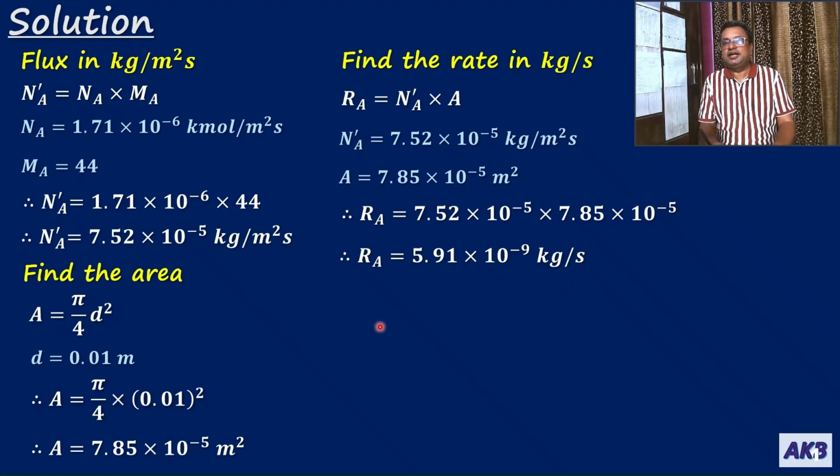So this is the rate of diffusion of carbon dioxide through nitrogen when there is equimolal counter diffusion. And now we have reported the rate in kg per second. And that is what we have to do in the case of numerical example number 13. So with this, we end our calculations for numerical number 13.